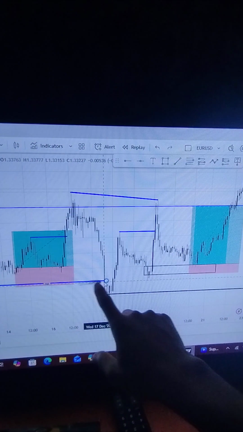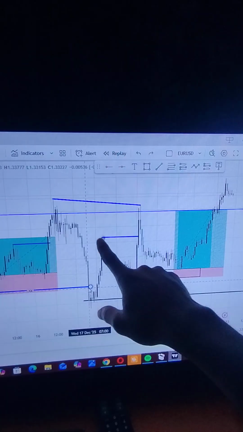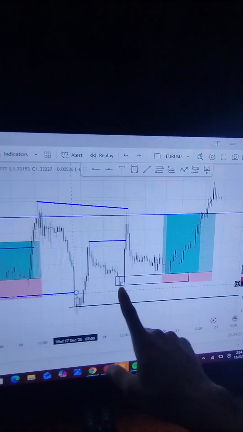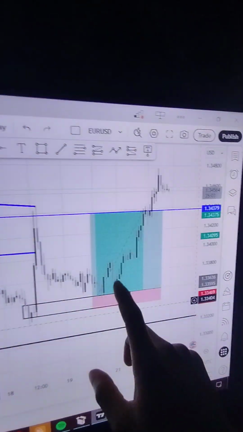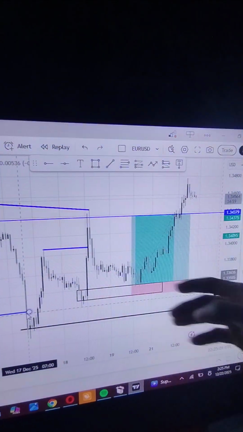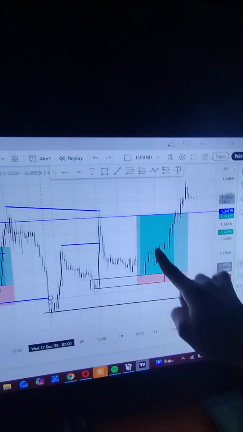After market takes that liquidity, it's moved up again and dropped back down. It's moved up again and dropped back down, and it's moved up again to create a double top. Before this particular trade that you are seeing here, I entered this trade using SMC strategy, and that's what I'm going to explain right now.